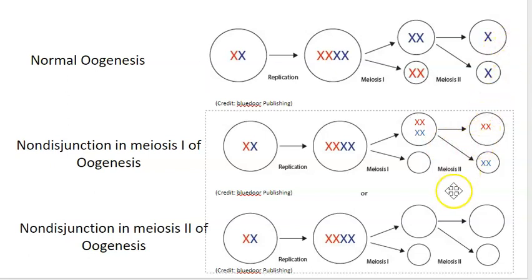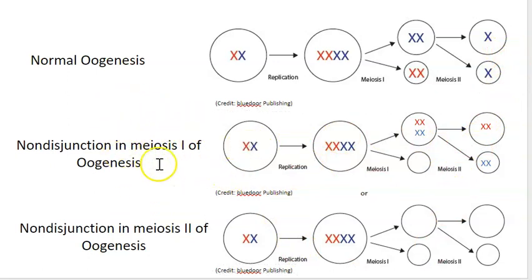So make sure that you go through and draw out non-disjunction in both meiosis 1 and meiosis 2. Also make sure that you're answering all of the questions on pages 153 and 154, the questions that have to do with non-disjunction and oogenesis, because that will really illustrate whether you understand this or whether you may need some additional help.